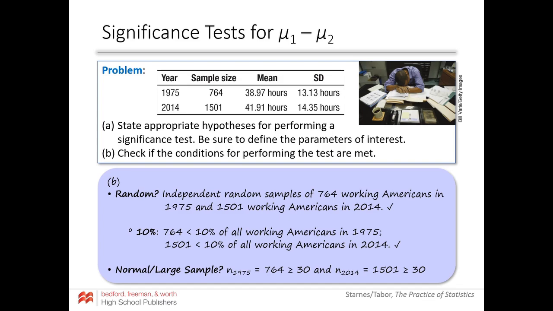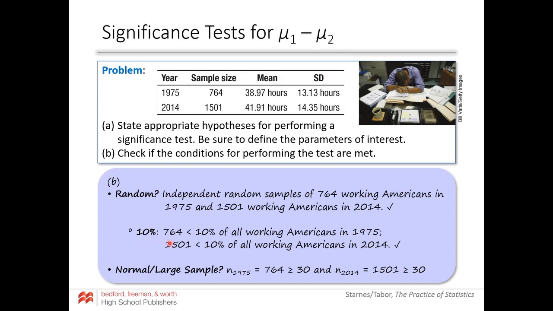Part B, check if the conditions are met. So is it random? Yes. Remember, you can't just say yes. You need to say independent random samples of 764 working Americans in 1975. It's coming from up here, right? So state how much is happening for each one. Be specific. Don't just say, yes, it's random, right? State that random sample.